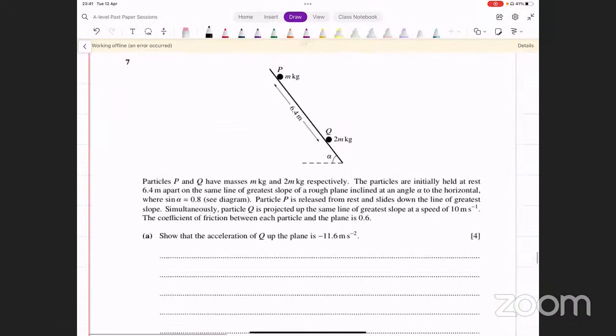This is question number 7. That's the last question on this paper. Again, this is a question that's quite tricky. Let's see how we're going to approach this. There are particles P and Q that have masses m kilogram and 2m kilograms, respectively. The particles are initially held at rest, 6.4 meters apart on the same straight line.